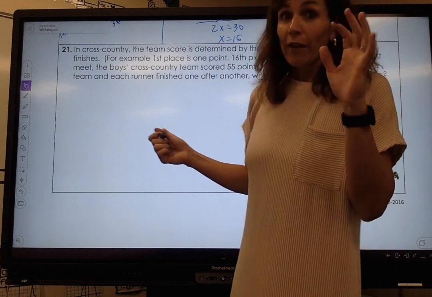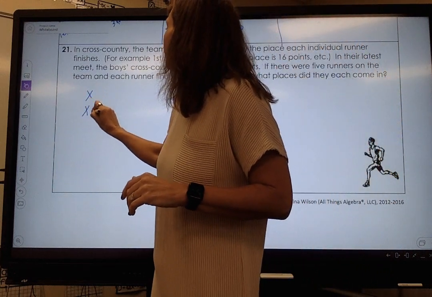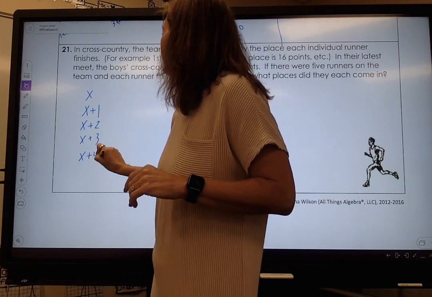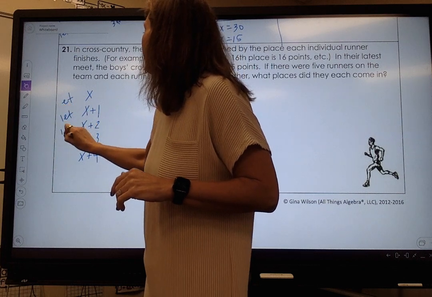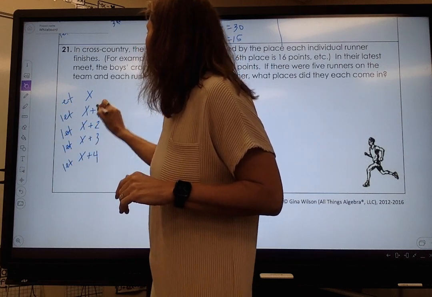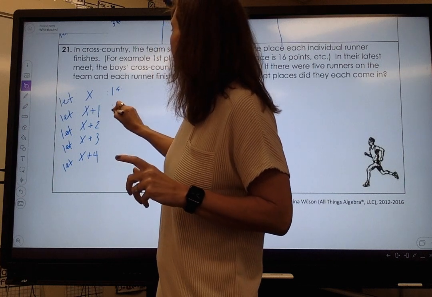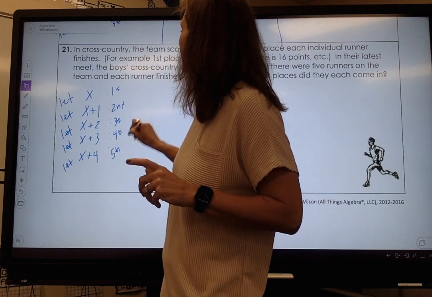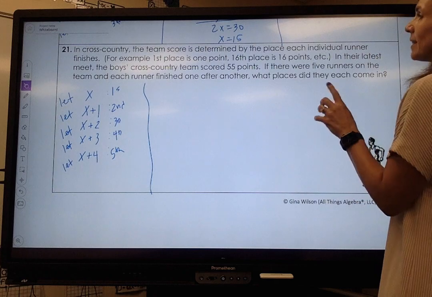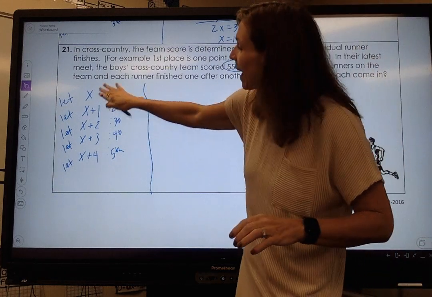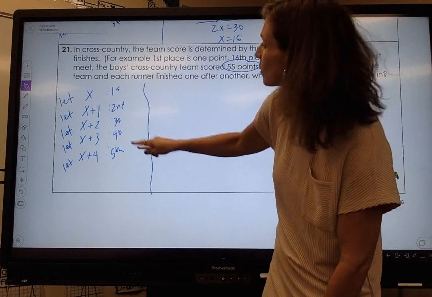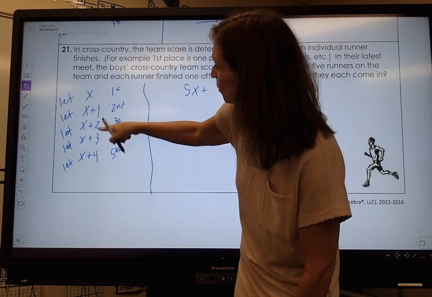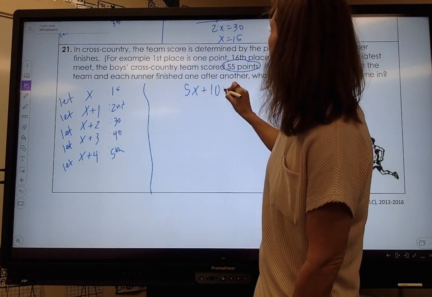Okay, well, so we got 5 places. So x is the first one, x plus 1 is the second, then third, fourth, and fifth. So I'm going to let these guys be first, second, third, fourth, and fifth. So I have identified my variables. Now, it says that they scored 55 points. So if I added all those up, it needs to be 55. So I'm just going to look over here, and I have how many x's if I add them? I have 5x, and my constant terms, 1, 2, 3, 4, and all that's 55 points.